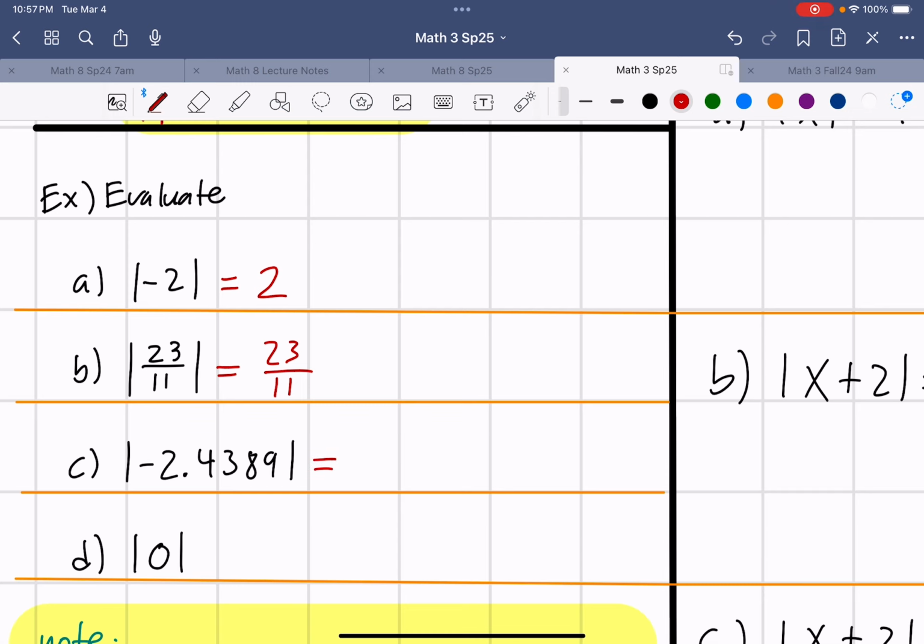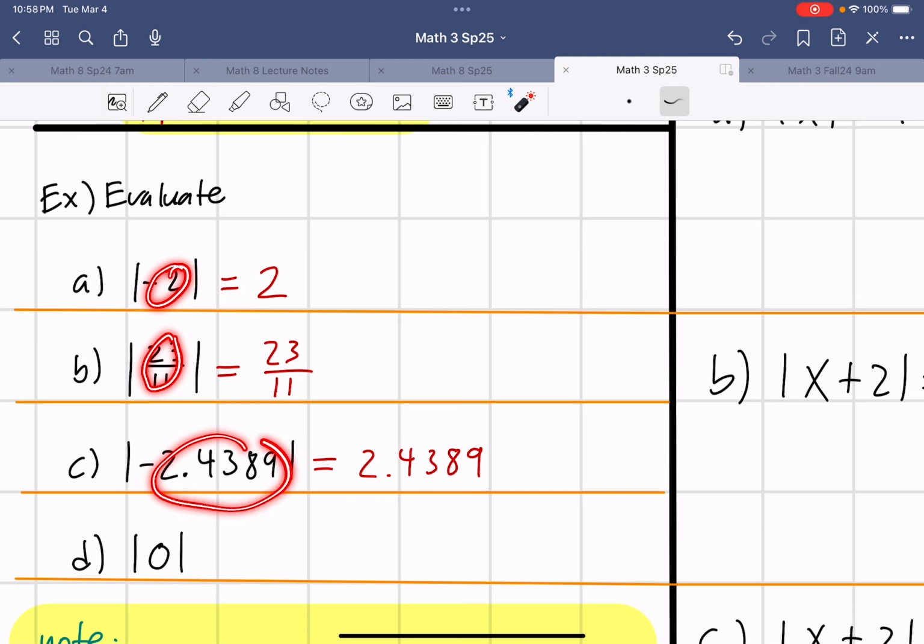Even if you couldn't pinpoint exactly where it is on a number line, the number itself already tells you where it is on the number line. Same thing here. The negative just means it's on the left side, but its distance is still 2.4389. The number already tells you the distance. The sign is just telling you on what side of the number line it is. But all you have to make sure of is that the number is the distance already, and you just have to make sure it's positive.